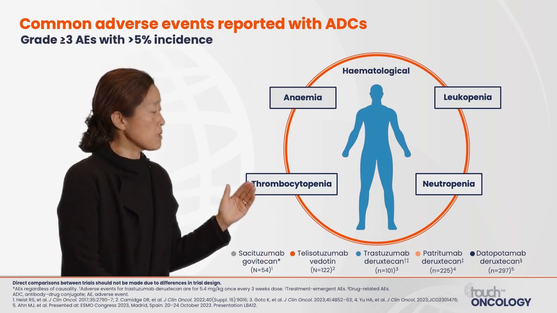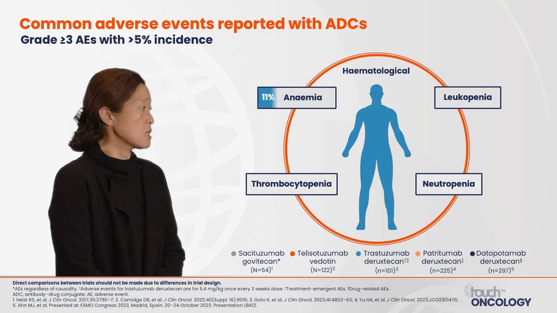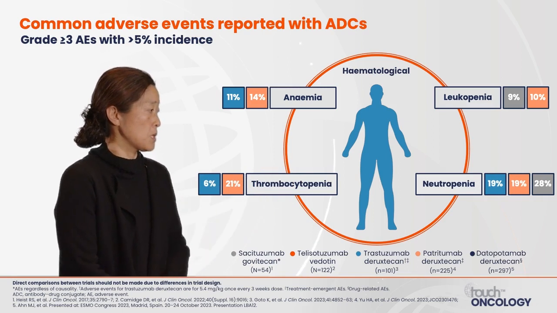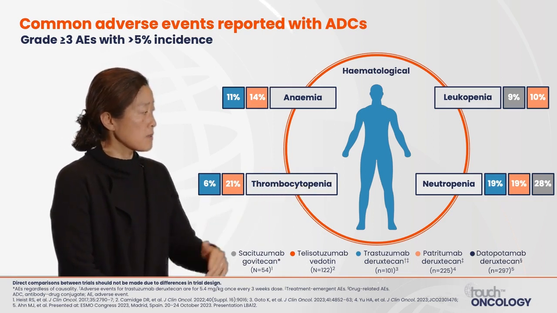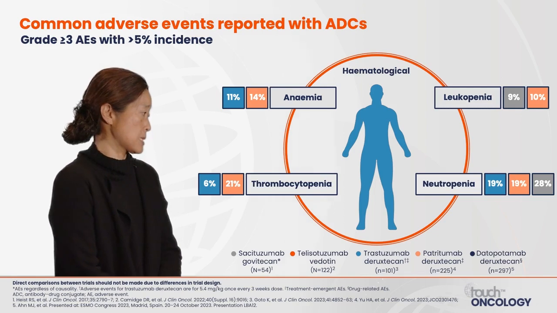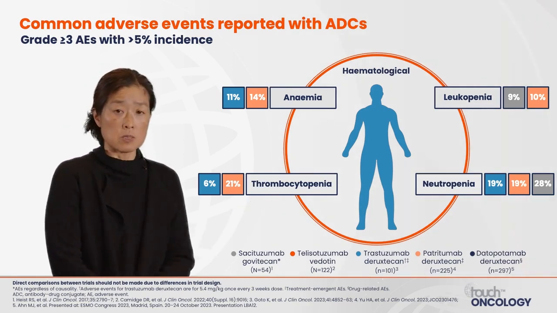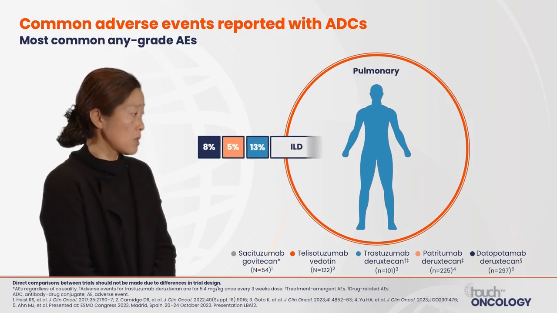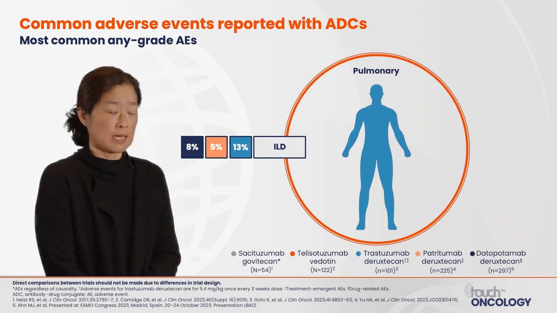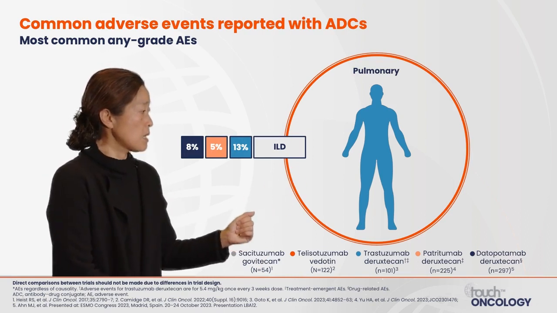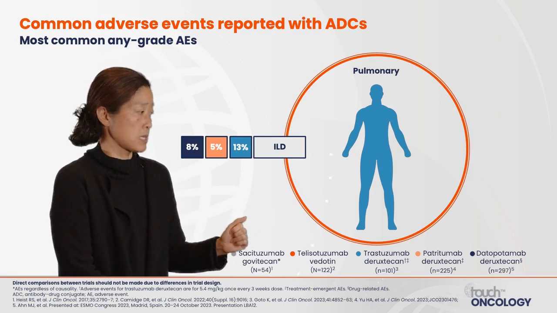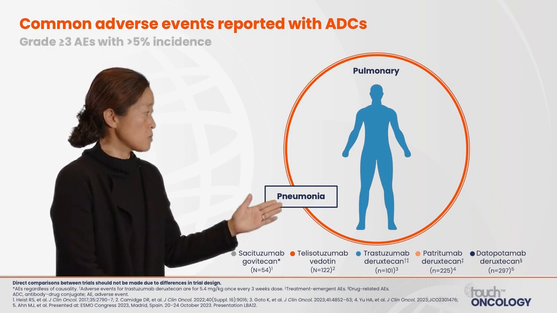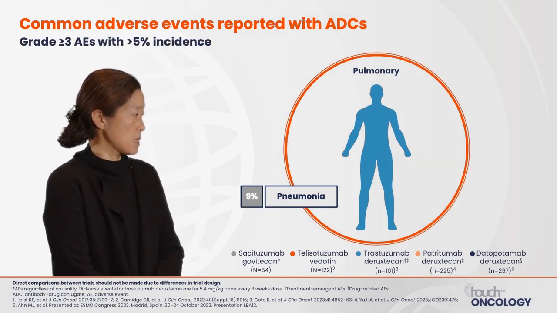What about the rates of grade 3 or higher AEs that are hematologic in nature? With at least 5% incidence, you can see anemia, thrombocytopenia, neutropenia, leukopenia, all seen. And again, relatively fewer cytopenias seen with datopotamab deruxtecan as compared to some of these other ADCs where we do see cytopenias, and it is something we need to be aware of. Pulmonary AEs can happen. We know that ILD is an adverse event that can happen. Specifically, we see this reported with trastuzumab deruxtecan, patritumab deruxtecan, and datopotamab deruxtecan. We see a rate of pneumonia with sacituzumab govitecan. In terms of grade 3 or higher, we see pneumonia with sacituzumab govitecan.